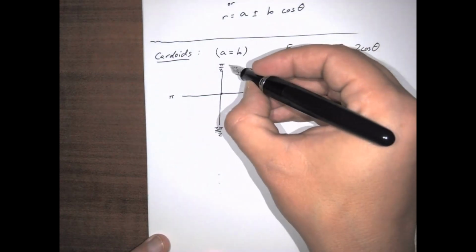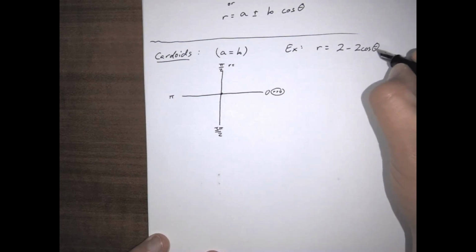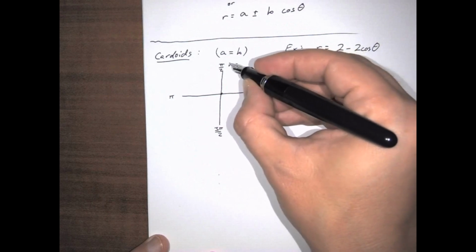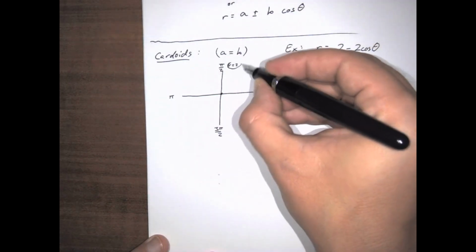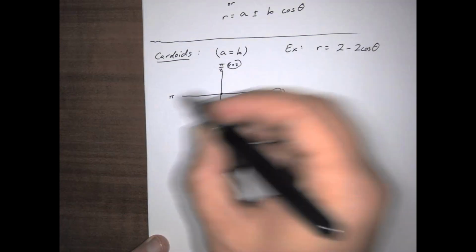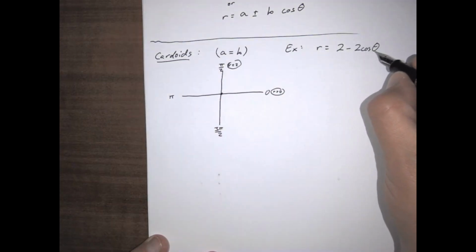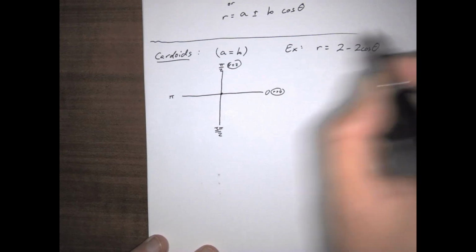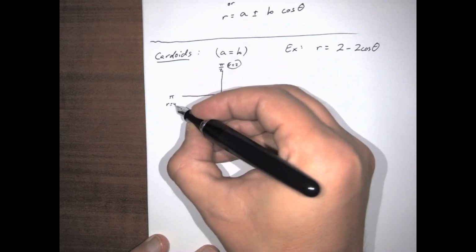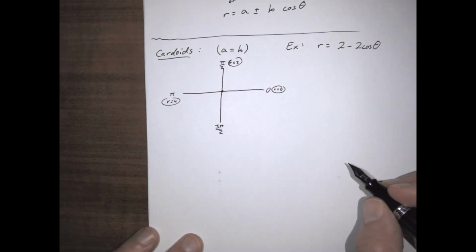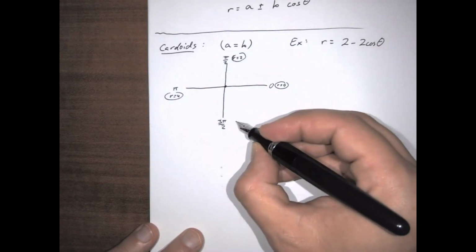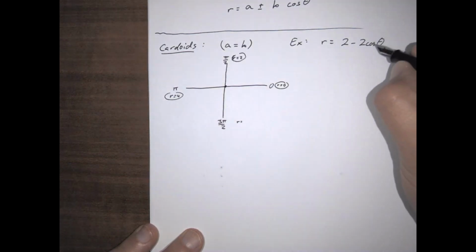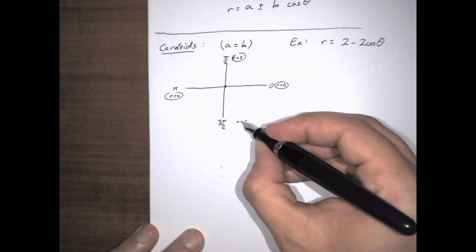When theta equals pi over 2, this will equal 0, which means the radius will equal 2. When theta equals pi, the cosine will equal negative 1, which means this will be equal to positive 4. So the radius will be 4, which means it'll be 4 out from the origin. And when theta is equal to 3 pi over 2, the cosine will be 0, which means the radius will be 2 again.